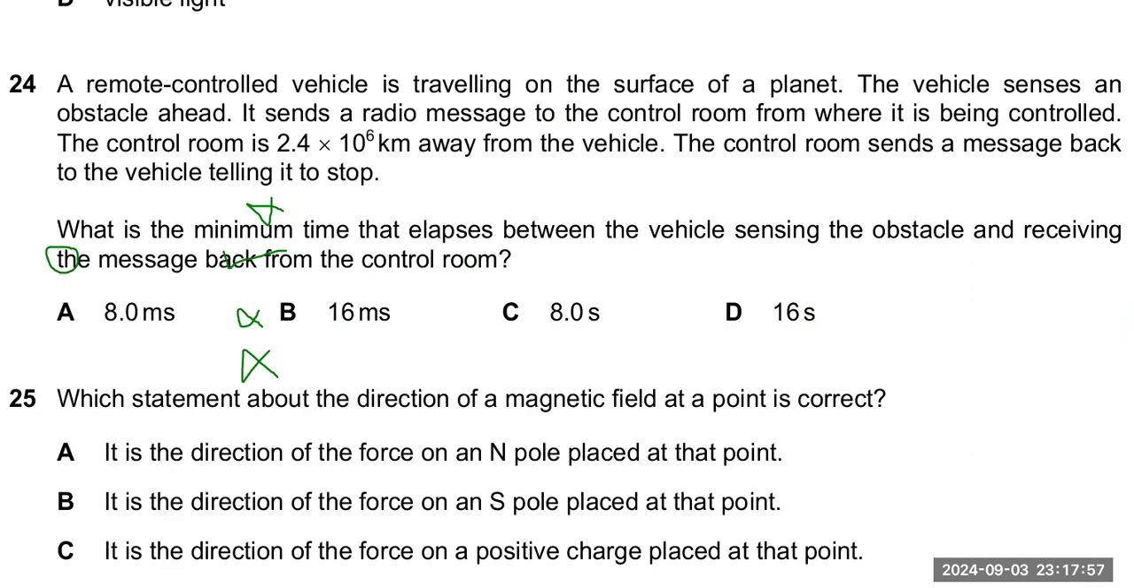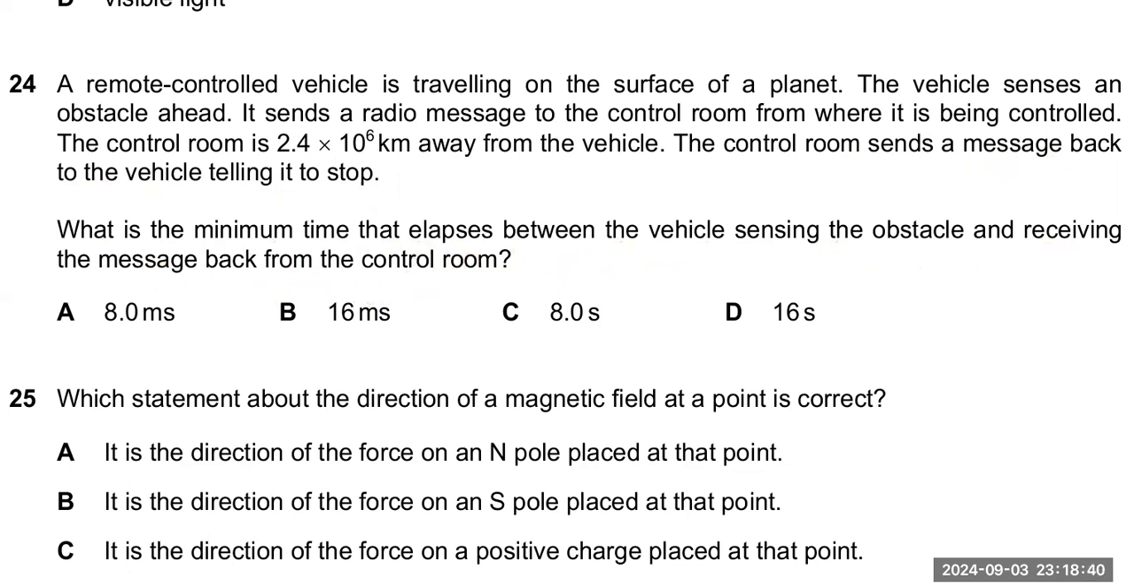Now, the 24th question is a problem based question. A remote control vehicle is traveling on the surface of a planet. The vehicle senses an obstacle ahead. It sends a radio message to the control room from where it is being controlled. The control room is 2.4 × 10^6 kilometers away from the vehicle. The control room sends a message back to the vehicle telling it to stop. What is the minimum time that elapses between the vehicle sensing the obstacle and receiving the message back from the control room?